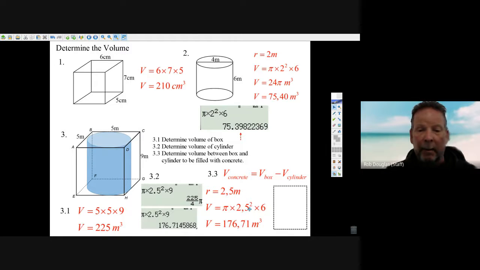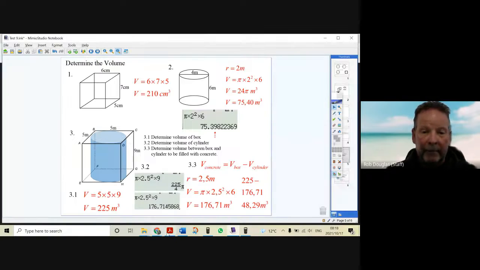So we've done both of those things. We've done the volume of the box is 225 minus the volume of the cylinder, leaves you with an answer. The volume of the concrete would be 48.29 cubic meters. And that's it.